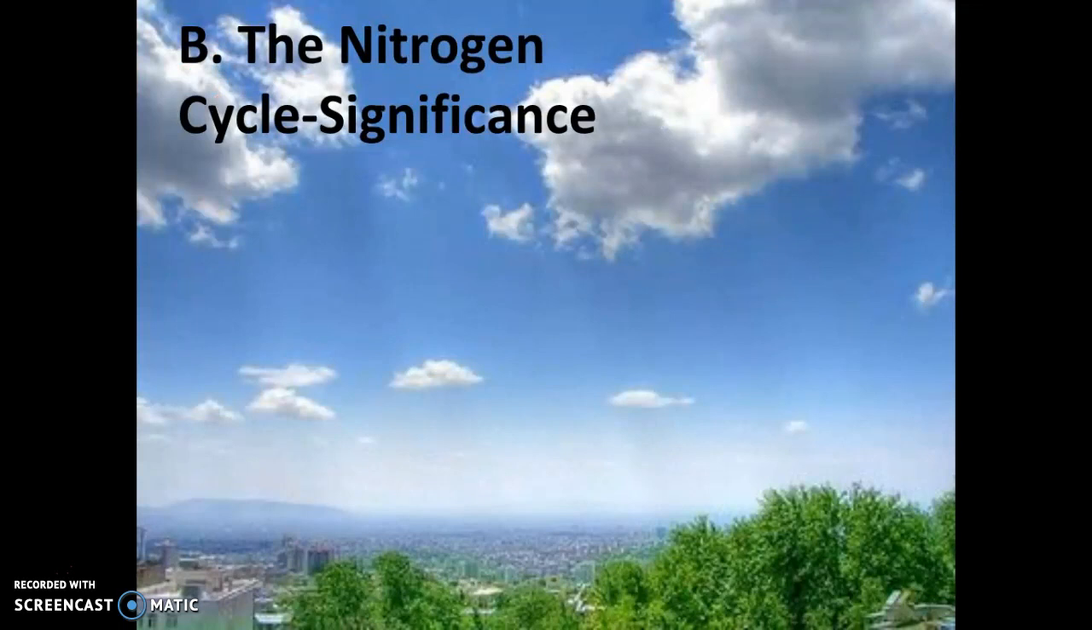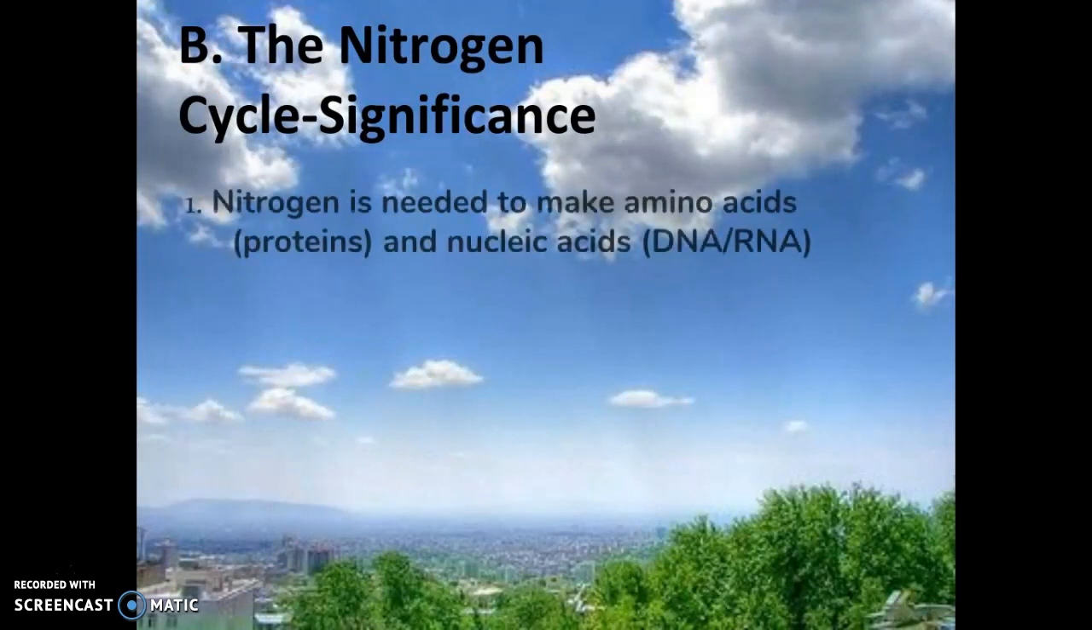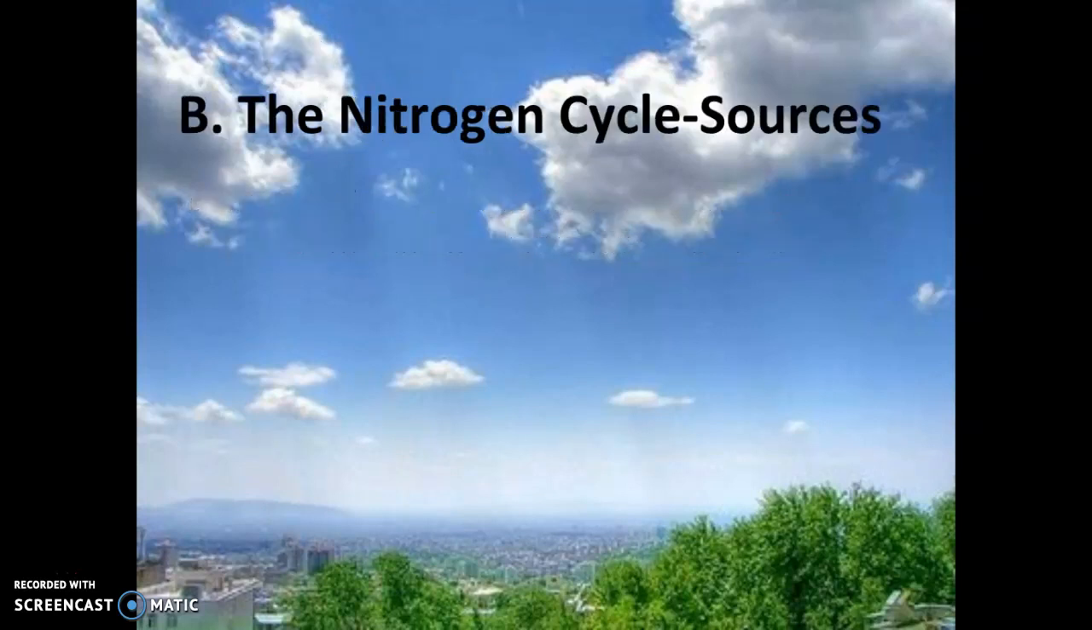Our next cycle is the nitrogen cycle, and the significance of the nitrogen cycle, and you're going to write this down in your square, is that nitrogen is needed to make amino acids or proteins and nucleic acids, which make up our DNA and RNA, which we will talk more about later this year.